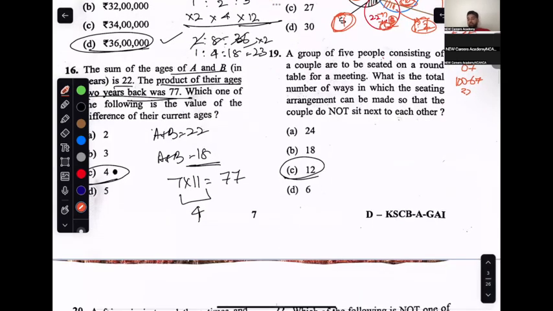A group of 5 people consisting of a couple are to be seated on a round table for a meeting. They're sitting around a round table for a meeting. 5 people are there, one of them is a couple. What is the total number of ways in which the seating arrangement can be made so that the couple do not sit next to each other?